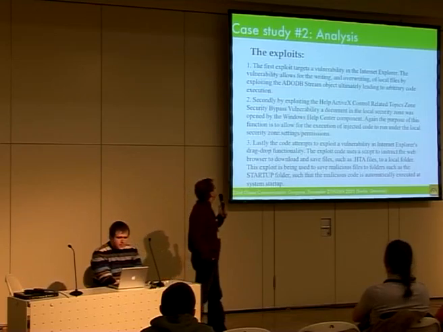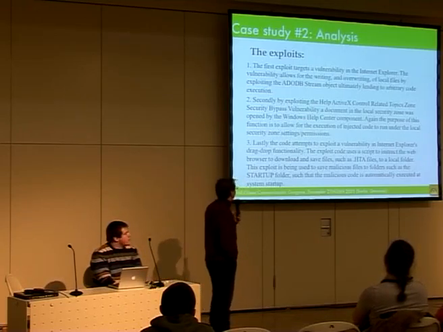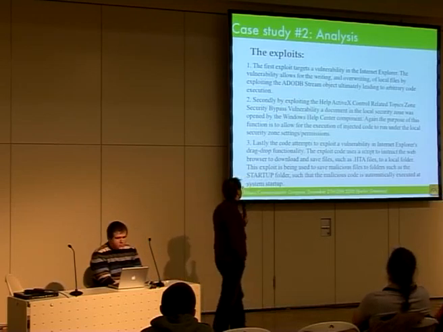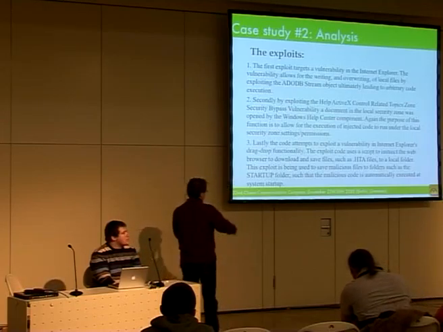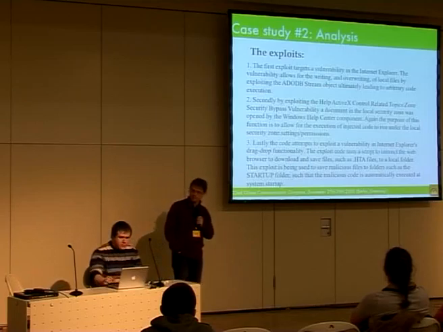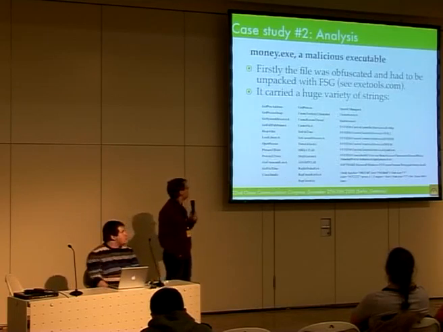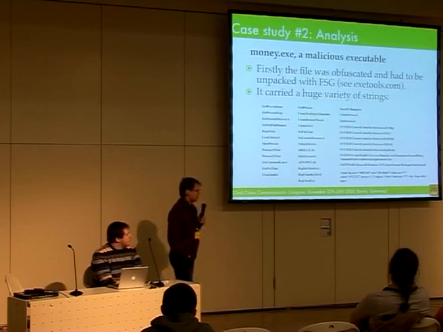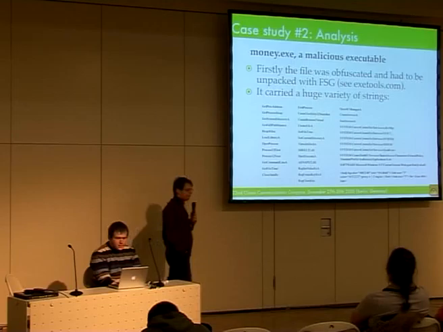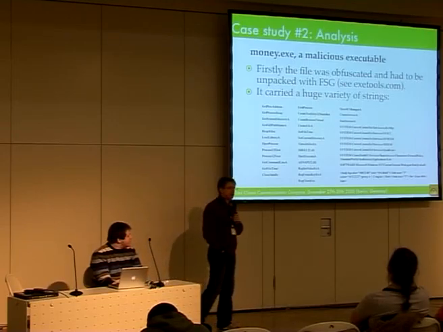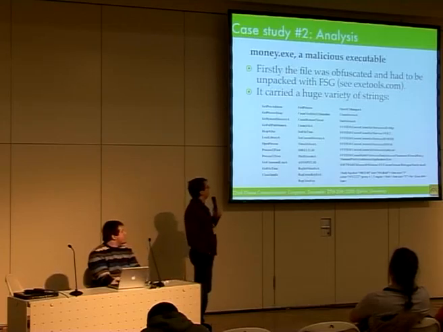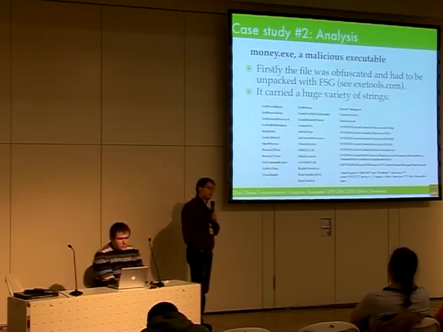So the first one is the ADODB stream object vulnerability. The next one is the Help ActiveX control vulnerability, and the last is the drag and drop vulnerability. Okay, so as you have seen, the 3 and 5 are identical, and the fourth one, the x.chm, was a Windows help file. And the Windows help file is actually doing nothing else, just delivering the same files.